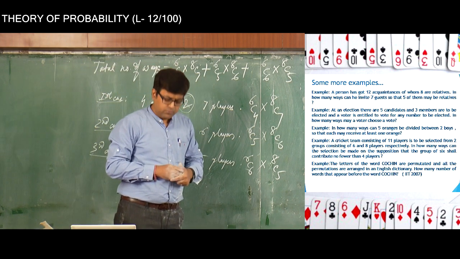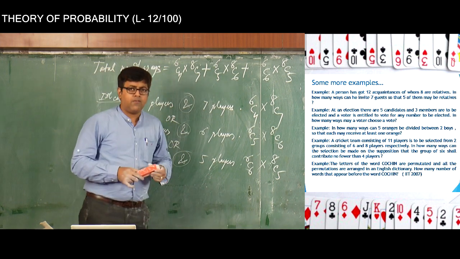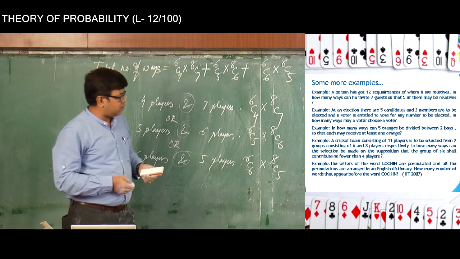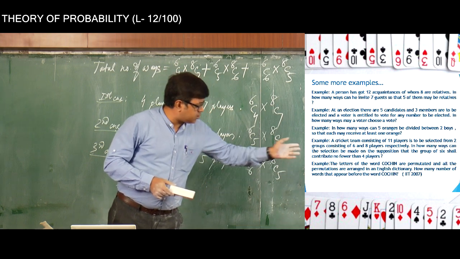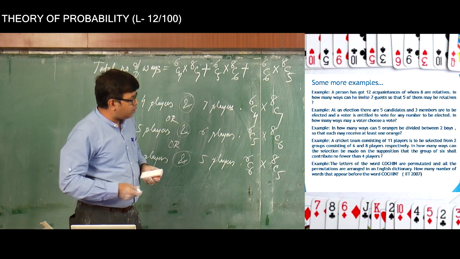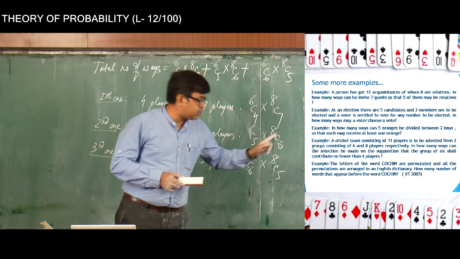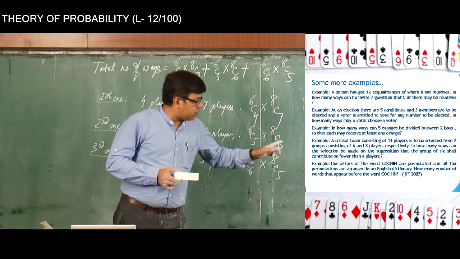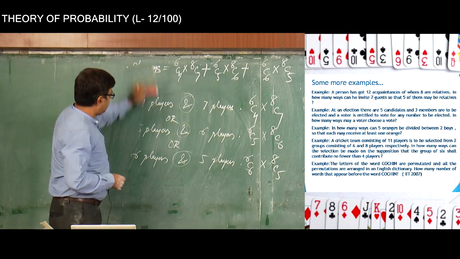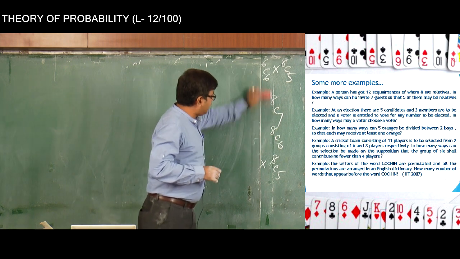Is it clear? Now we'll just end this with the last problem, which is a problem given from the IIT exam in 2007. You can see this question, a good question. If you just go through the problem, the letters of the word Cochin are permuted and all the permutations are arranged in an English dictionary, mind it, English dictionary. Then how many words appear before the word Cochin?